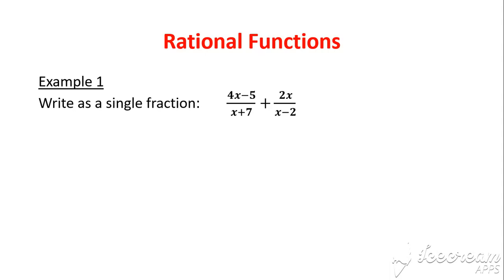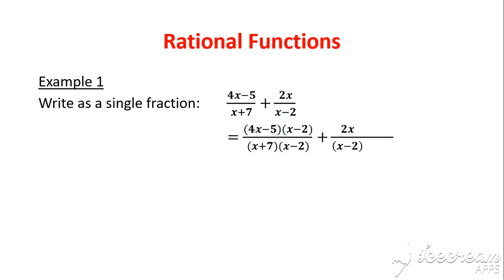We have 4x minus 5 divided by x plus 7, plus another fraction of 2x divided by x minus 2. Now when we add fractions, we know we need a common denominator. So here's what we're going to do. Start with the first fraction of 4x minus 5 over x plus 7 and times the top and bottom by the denominator of the second fraction, which is x minus 2. Put everything in brackets to keep it all tidy.